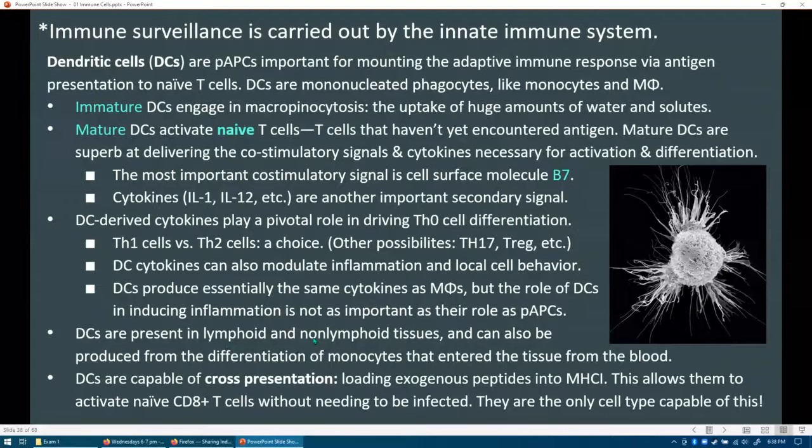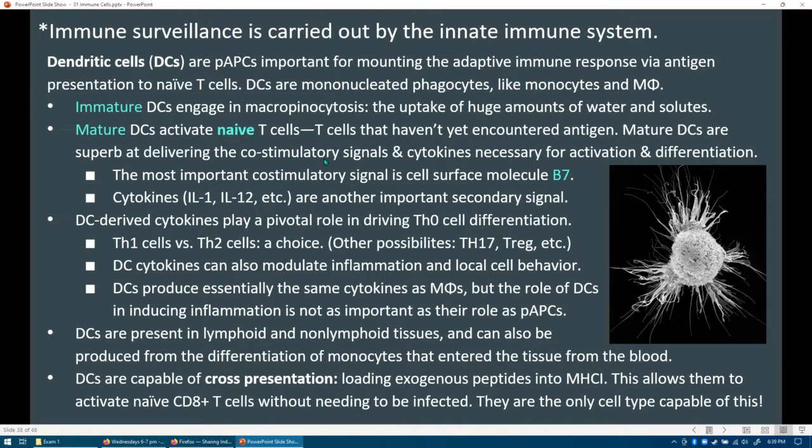Dendritic cells are present both in lymphoid tissues and non-lymphoid tissues, and they can also be produced from monocytes that have entered the tissue from the blood. Monocytes can differentiate into dendritic cells. Dendritic cells are the only antigen-presenting cells that are capable of cross-presentation. This is when a cell takes up a peptide from the external environment and loads those peptides into MHC1 instead of MHC2. This gives them the unique ability to activate naive CD8 positive T cells without needing to be infected themselves. They are the only cell that can do this.